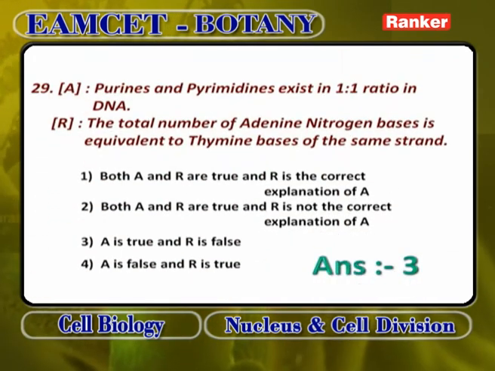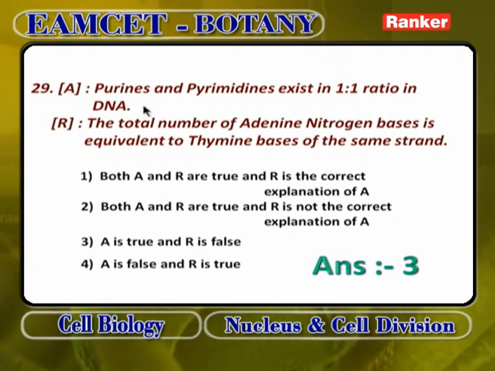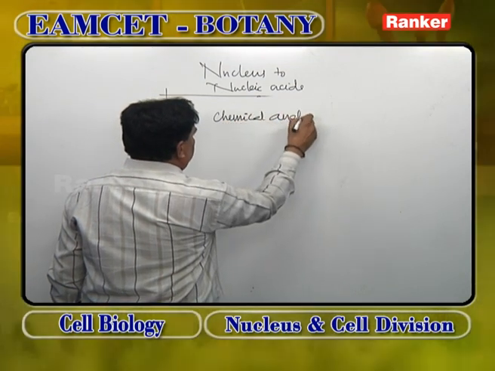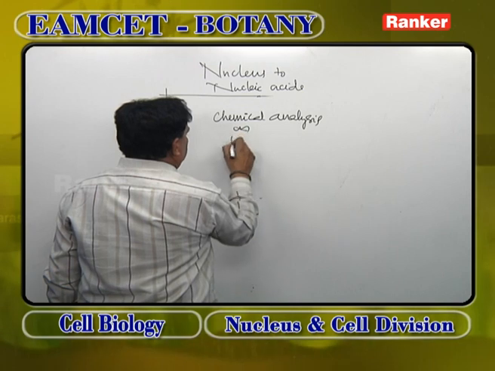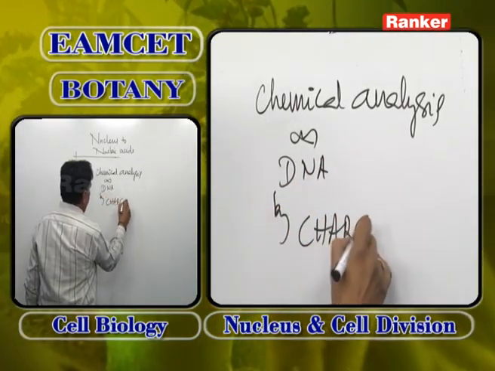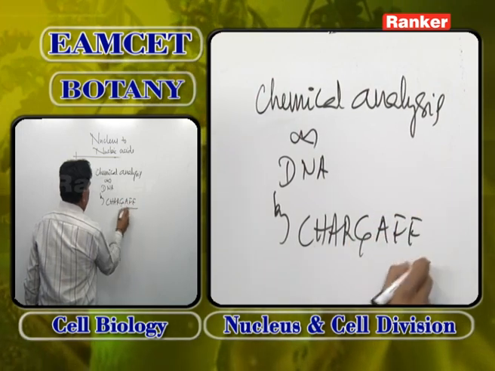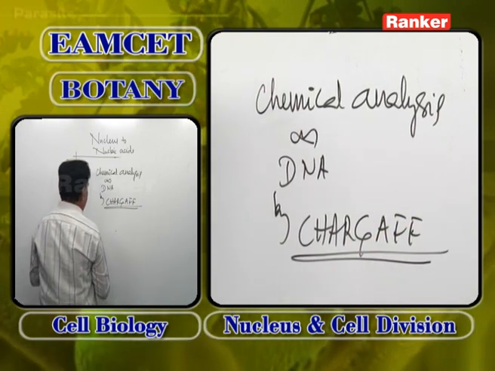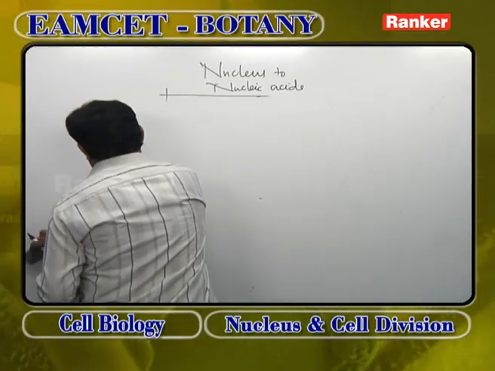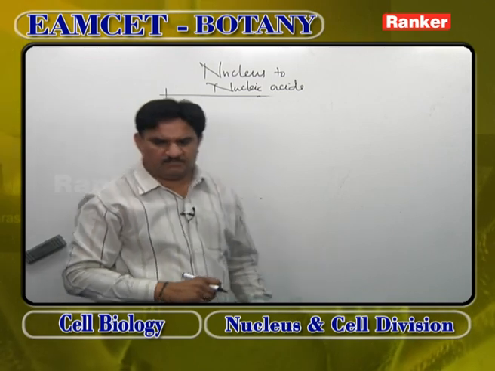Another assertion reasoning. Purines and pyrimidines exist in 1:1 ratio in DNA. This is correct, because of the chemical analysis on DNA by Chargaff. A famous scientist by name Chargaff conducted chemical analysis on DNA. So according to Chargaff's chemical analysis of DNA, DNA contains pyrimidines and purines in 1:1 ratio.